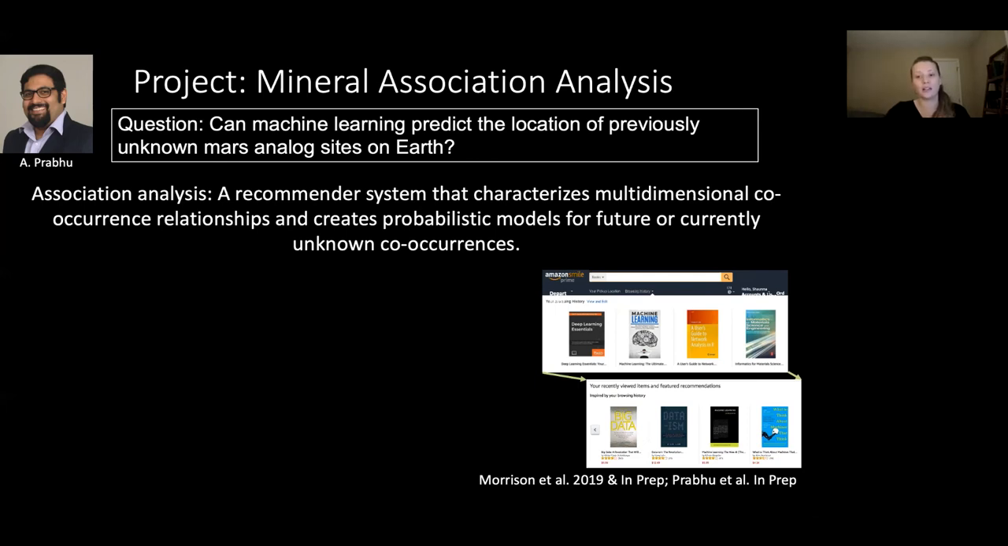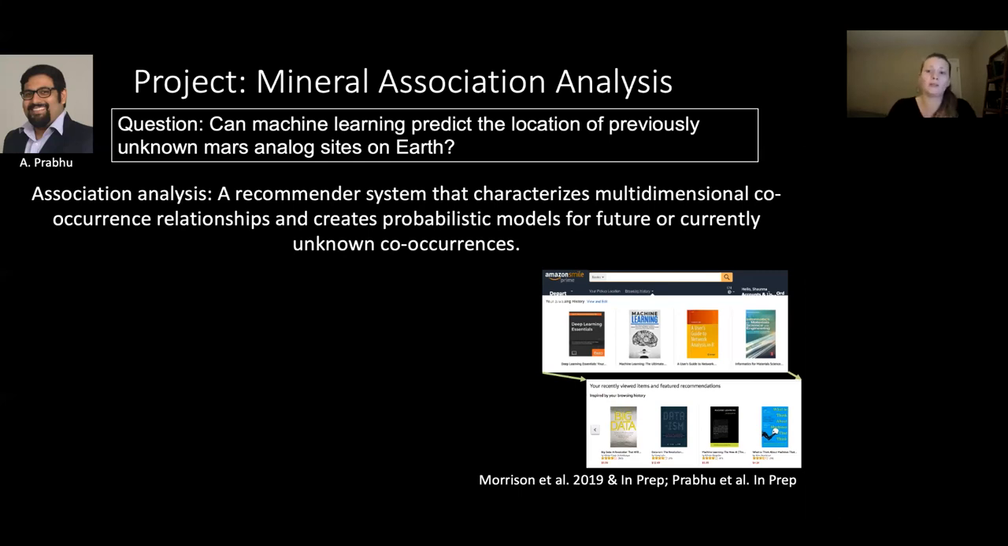So association analysis is a recommender system, a type of machine learning, that characterizes multi-dimensional co-occurrence relationships and creates probabilistic models for future or currently unknown co-occurrences. Most of you have encountered these types of algorithms with Amazon and Netflix. You see them all the time. They use the purchase history of all of their users to predict what you might want to buy or watch based on just a few selections. And just like them, we can apply this to mineral systems because we also have a huge database of mineral co-occurrence on Earth's surface. We know this information in other planetary bodies.